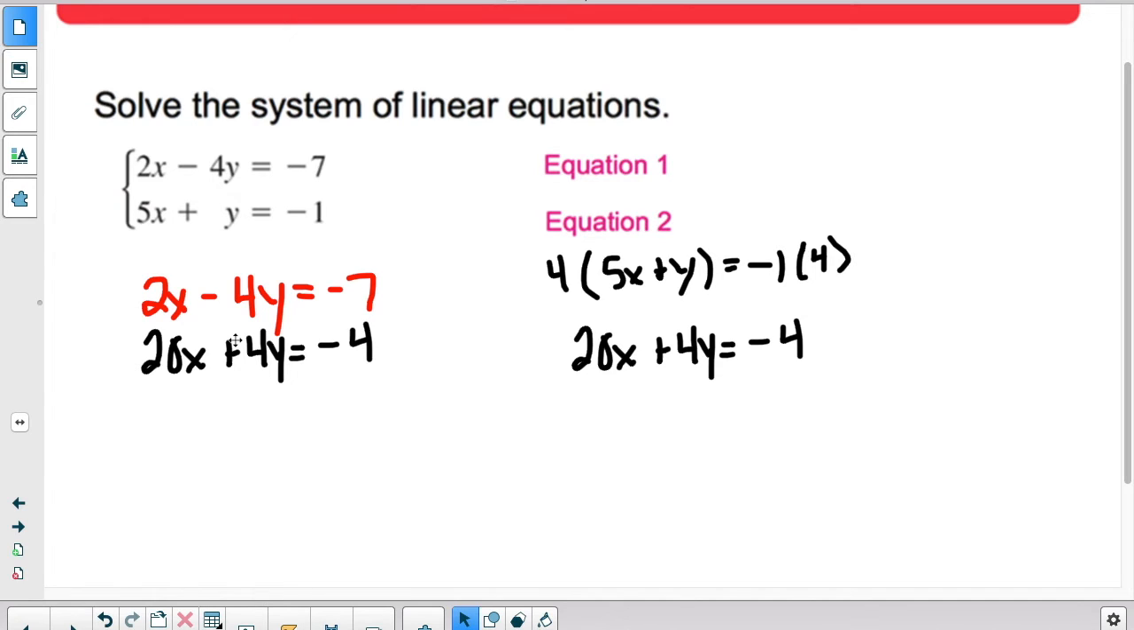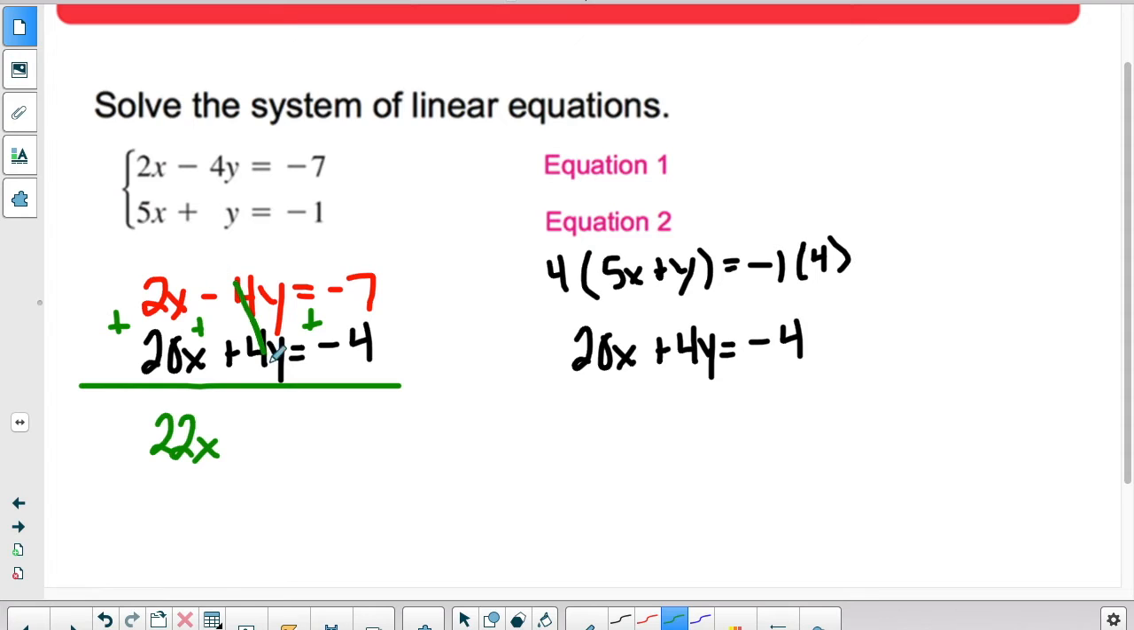So we can use elimination to cancel those out so that we have an equation with only one variable. Because even though I didn't say this at the beginning, we can only really solve any system of equations for one variable at a time. So we use elimination so that we can eliminate one of the variables. Here we would add because the signs are opposite, and we have 2x plus 20x, which gives us 22x. Negative 4y plus 4y cancel, and negative 7 plus negative 4 gives us negative 11.